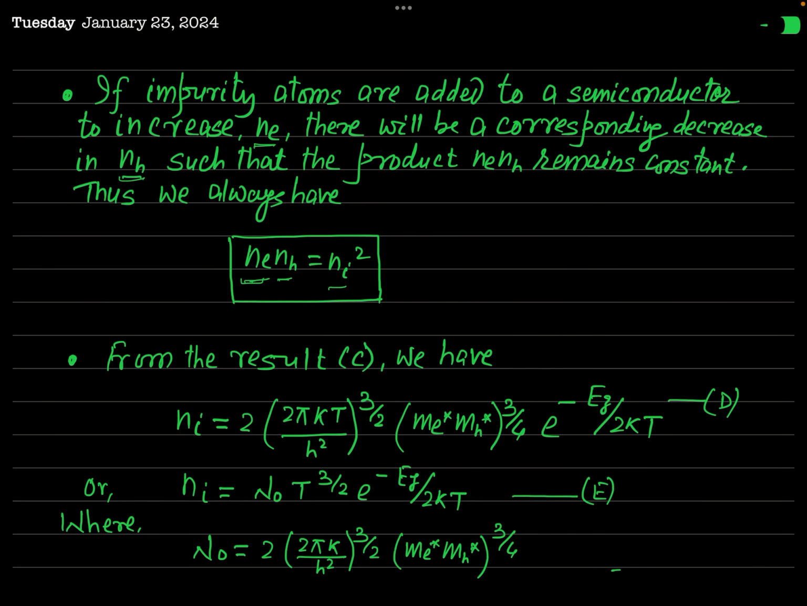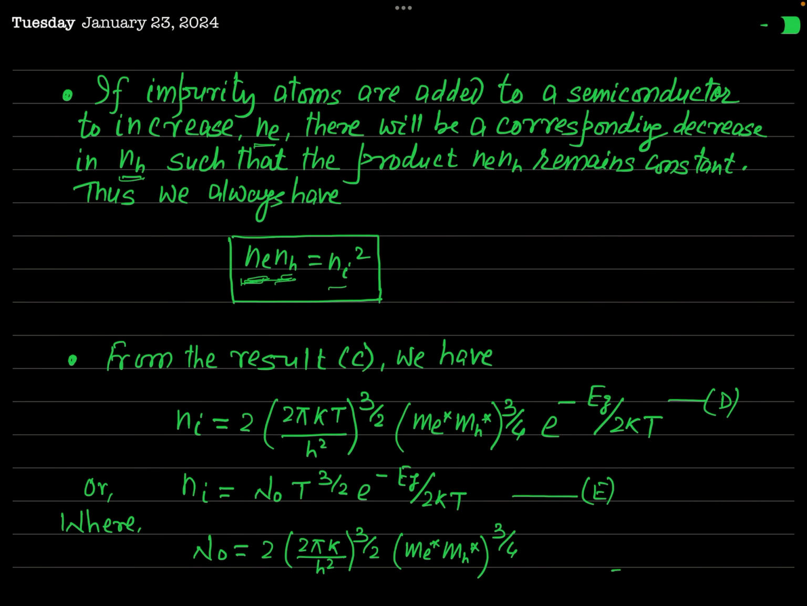Whenever we add an impurity atom, if the impurity atom is pentavalent, then Ne will increase, but at the same time NH will decrease in such a manner that the product will remain constant. But if you add a trivalent impurity, then NH will increase, but Ne will decrease at the same time by the same factor, and so the product will again remain constant. So this law of mass action is valid not only for intrinsic semiconductor but also for extrinsic semiconductor.